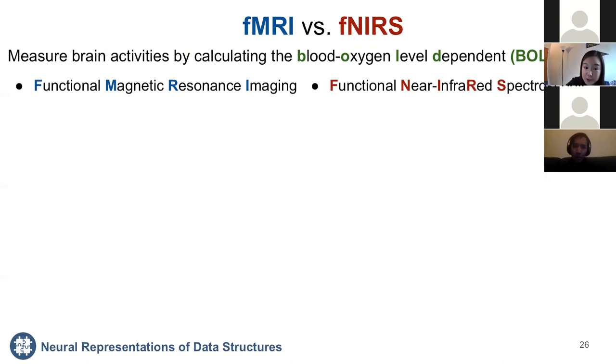First, what are fMRI and fNIRS and how do they work? The two most popular medical imaging techniques in the world right now. fMRI stands for functional magnetic resonance imaging. fNIRS stands for functional near-infrared spectroscopy. The mechanism of fMRI and fNIRS is actually kind of similar. They both measure brain activity by calculating the so-called BOLD signal, which I will explain on the next slide. We can use either fMRI or fNIRS to figure out which brain areas are associated when we are thinking. But actually, their setups are quite different. Let me simplify it for you here.